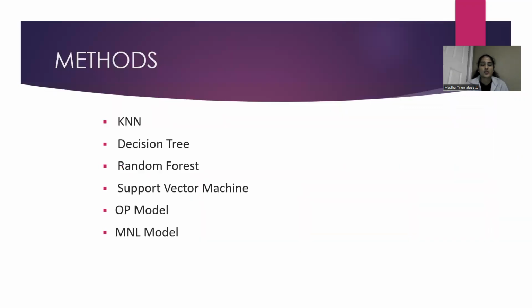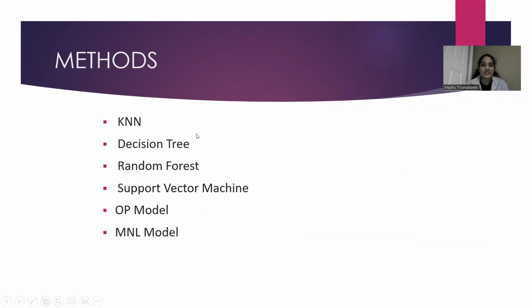So these are the methods we are going to use. There are 6 different methods. One is KNN, K nearest neighbor. Here the K nearest observations were considered, and we also consider 2 factors: one is the distance function and the other is the value of K.